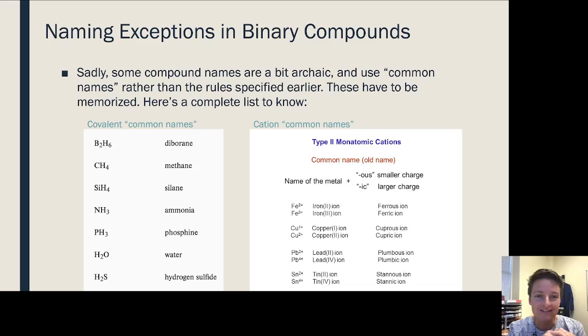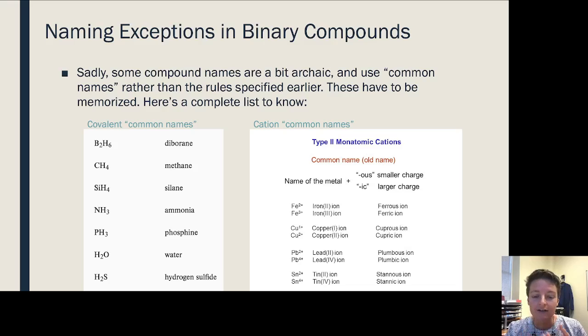B2H6 diborane, CH4 methane, NH3 ammonia, etc., because these are common names that were given to these compounds prior to chemists adopting a more universal systematic way of naming our covalent compounds. Similarly, the Stock system of naming transition metals, for example, iron(II), iron(III), was developed after people had been using common names for many of these transition metals.